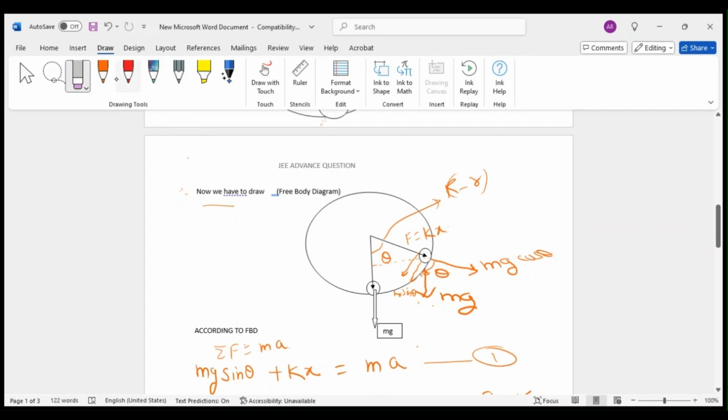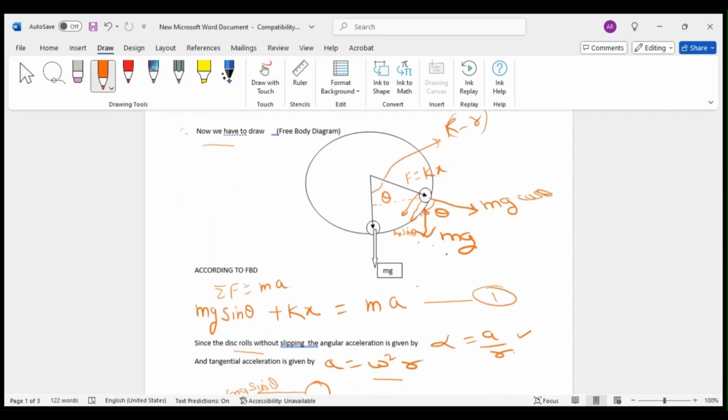Now, according to Newton's second law, the sum of all forces is equal to mass into acceleration. We have to put this value in the FBD which we have drawn. Along the x-axis, mg sin theta plus kx is equal to mass into acceleration. It is to be noted that we have kx because the spring is attached to this disk.